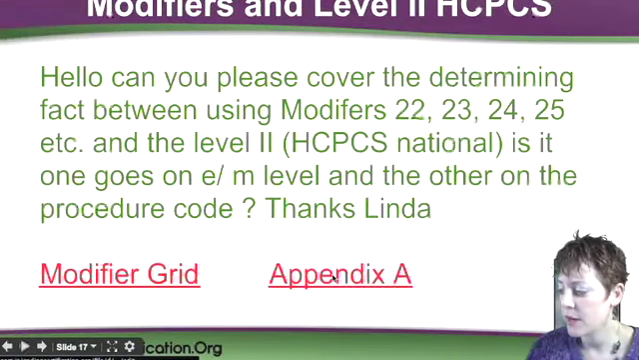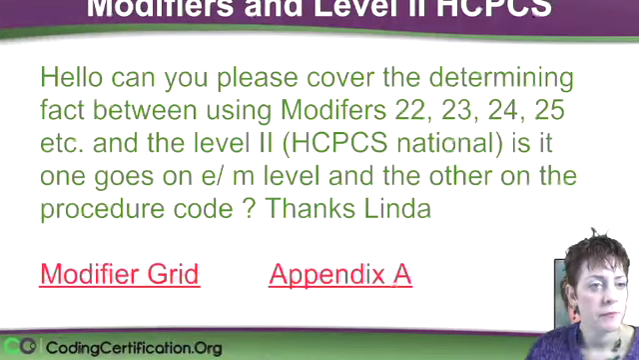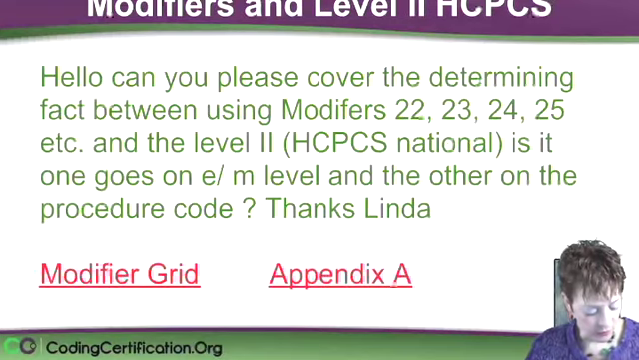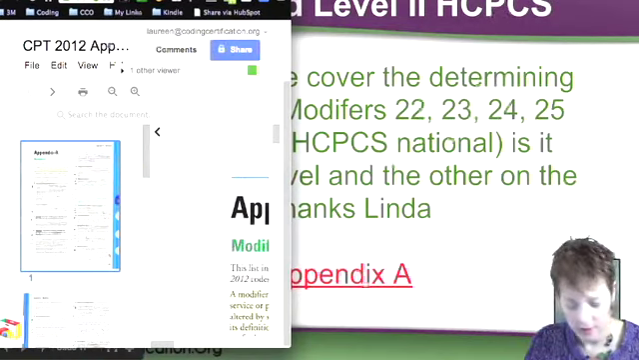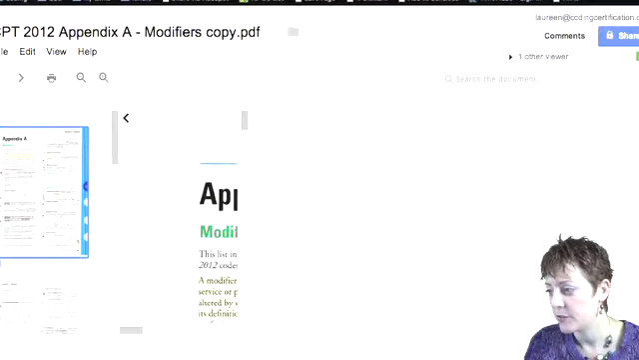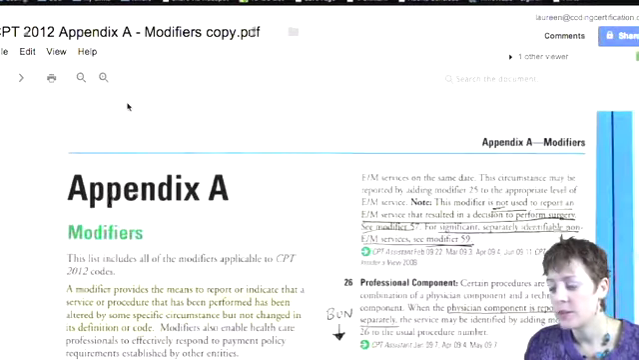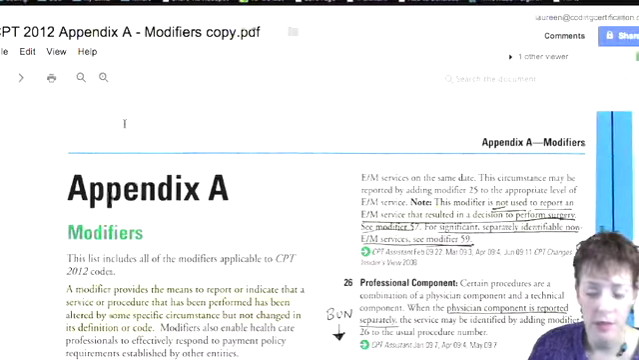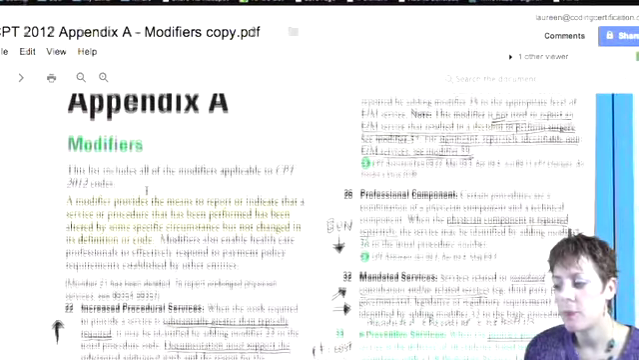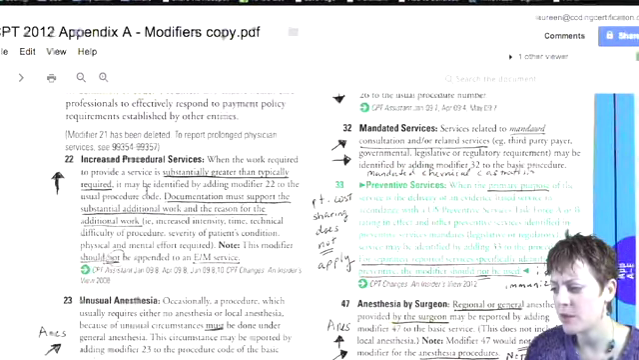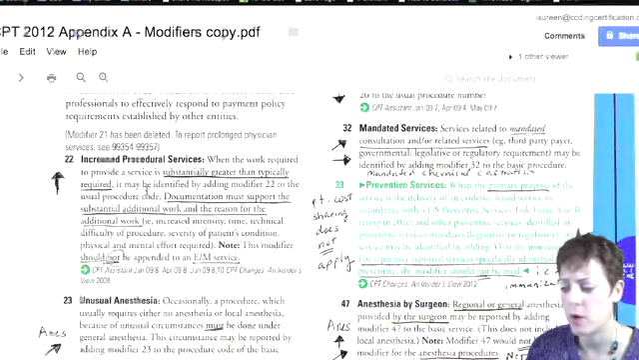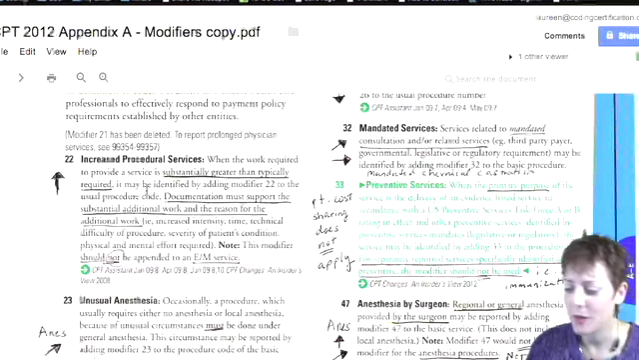Oh, and I'll just give you an idea of how I teach you to mark up your Appendix A. Ruth brought this out on the forums as well: this is where the modifier descriptions actually live. There is a shortened list on the inside cover of CPT, but Appendix A is where they live. Did I say modifier 22 is gone? I meant 21. I just realized I had said that.